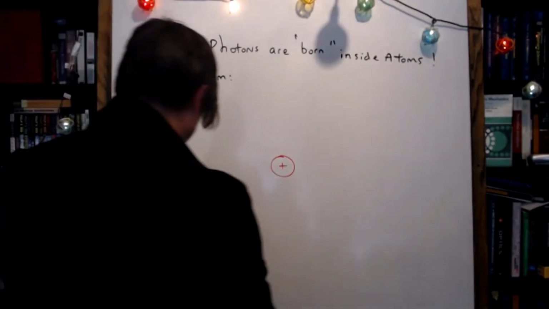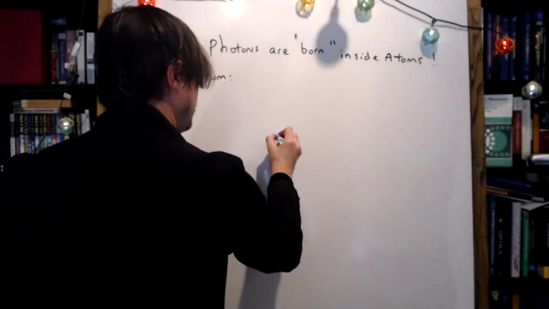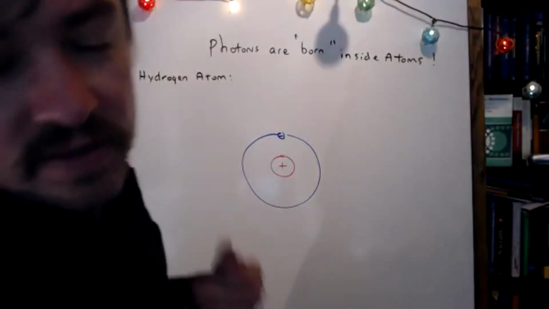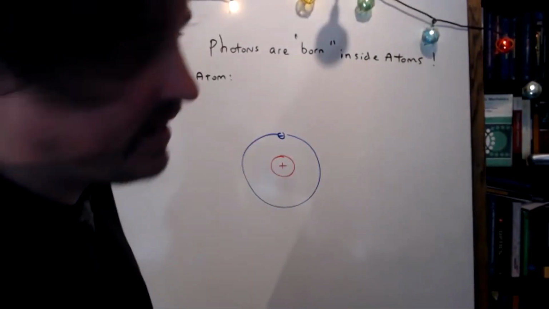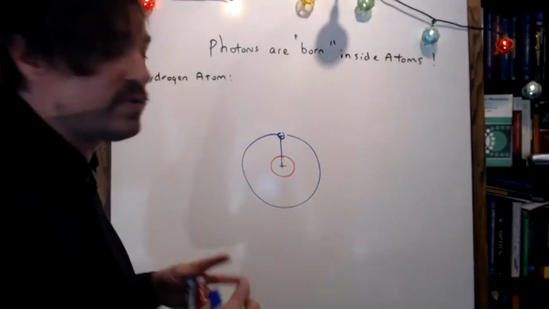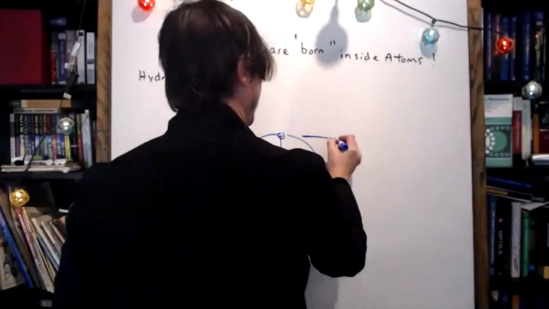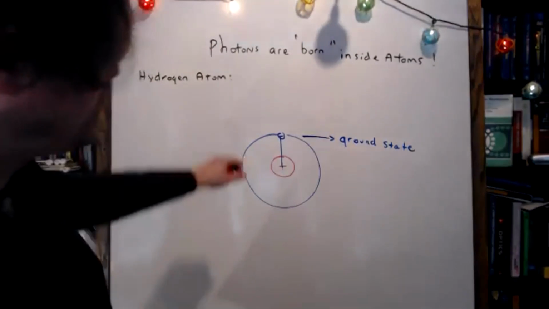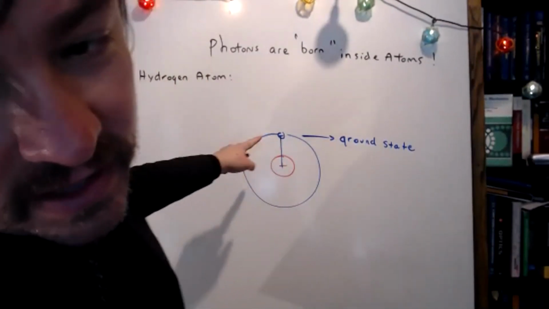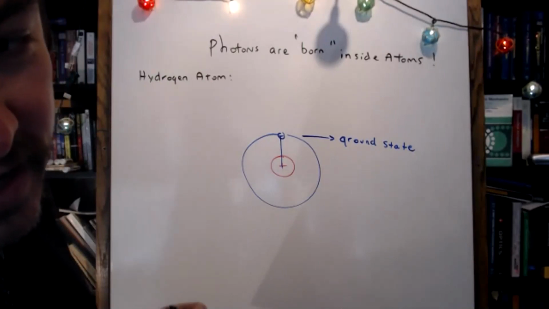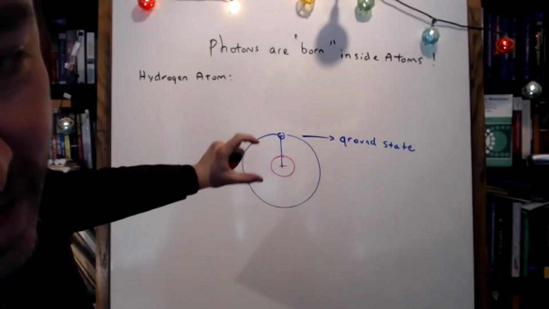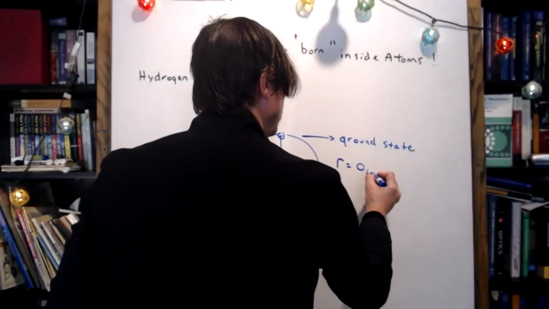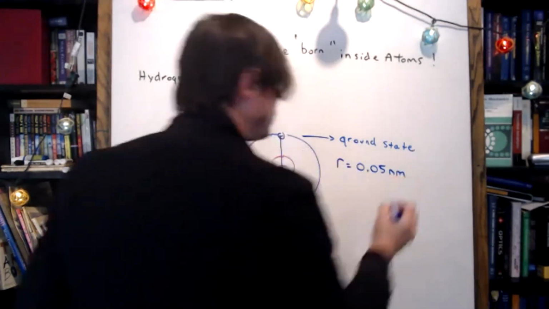Okay. So here's my proton and here's my electron. And my electron is orbiting around the proton at a very particular distance. Sometimes we refer to this distance as the Bohr radius. Other times we just call it the default orbit, or what's known as the ground state. The ground state is the fundamental orbit that an electron has when it's orbiting a proton in a hydrogen atom. In the case of hydrogen, I actually know the exact distance. The radius of the orbit is 0.05 nanometers.